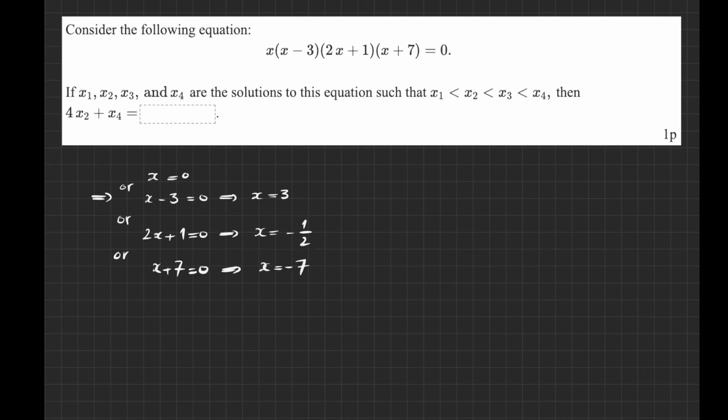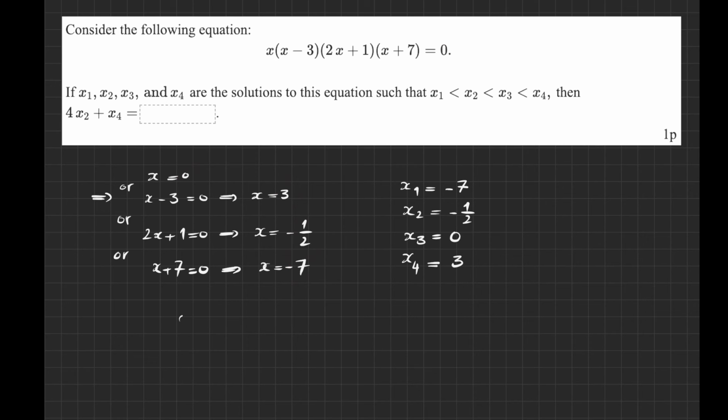Now if I ask you what is x1, x1 is the smallest of these four numbers, and x4 is the highest one. So if I want to arrange them, x1 is the smallest one, but the smallest number in this list is minus 7, so x1 is minus 7, and x4 is the largest one. The largest number in this list, as you see, is 3, so x2 is the second smallest one, which in this case is minus 1/2, and finally x3 is simply 0.